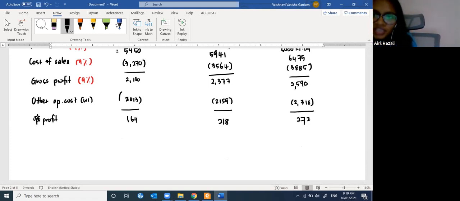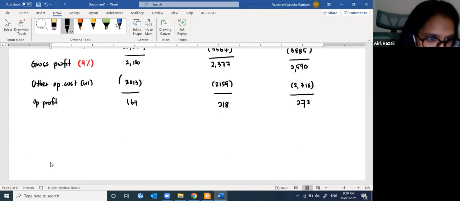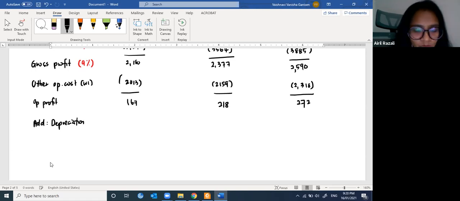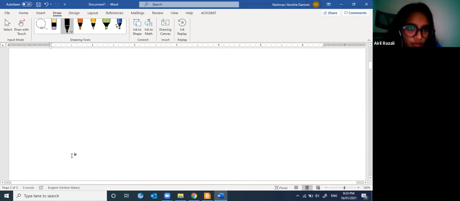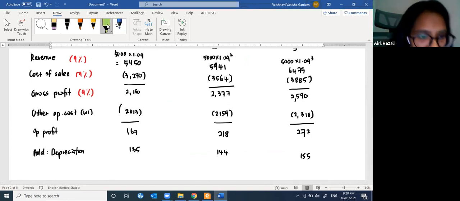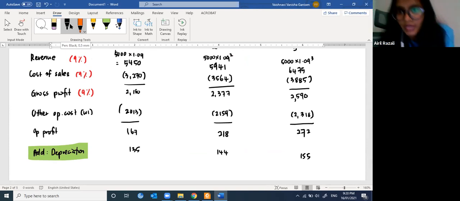So every time you want to find free cash flow, when you have a profit, always remember the first step is to add depreciation. Do not forget to add depreciation. So I'm going to write here, add depreciation: 135, 144, 155. Let me double check. Okay. In this question, I add depreciation. In some questions, if you notice, you don't have to add back depreciation, even though the profit converts into cash flow.